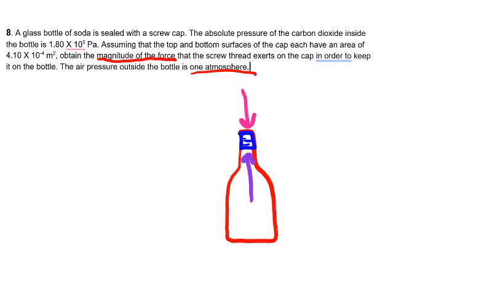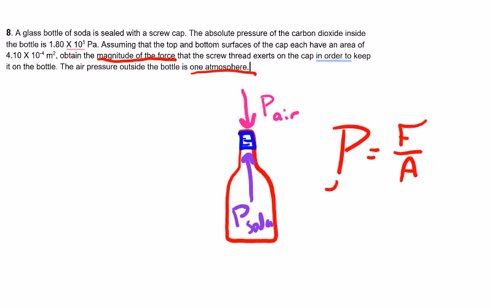Now you can think of them in terms of pressure acting on it, or you can think of them in terms of forces. I'm going to actually think of them in terms of pressure. So I have pressure of the air pushing that way, and then I have the pressure of the soda. And so the difference between those is going to equal, so we're going to be using pressure equals force divided by area, but this pressure is going to actually be made up of the difference in pressure. So it's going to be the pressure of the air minus the pressure of the soda.